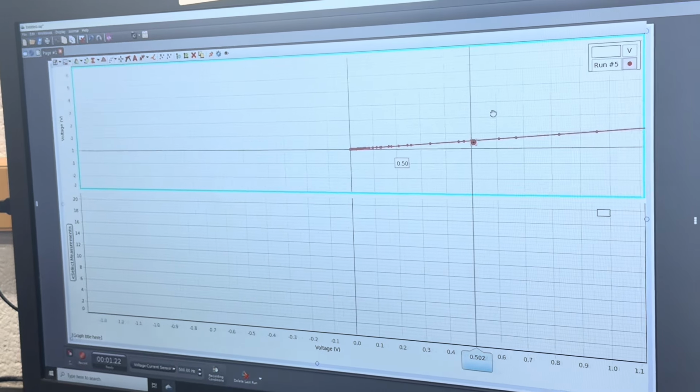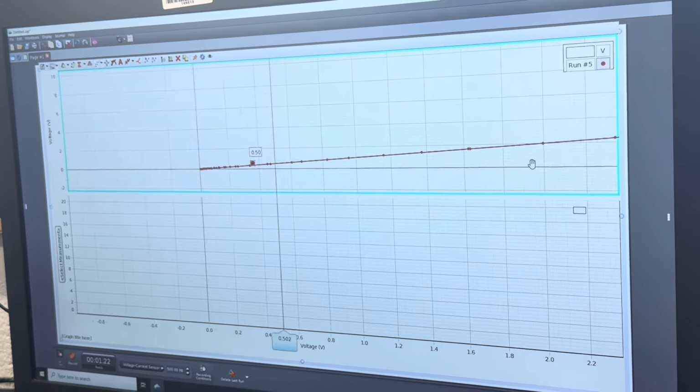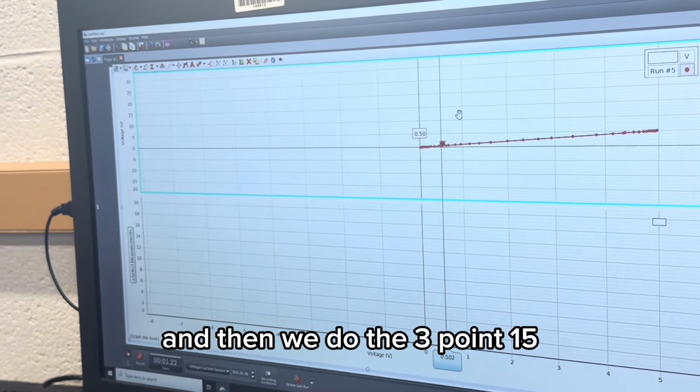Wait, in the black screen? Yeah. Yes. Oh, is that what you were telling me right now? Yeah. And then we do the 3.15.